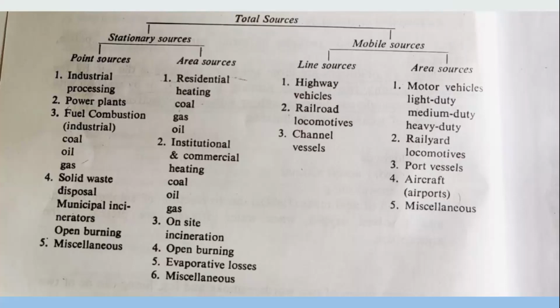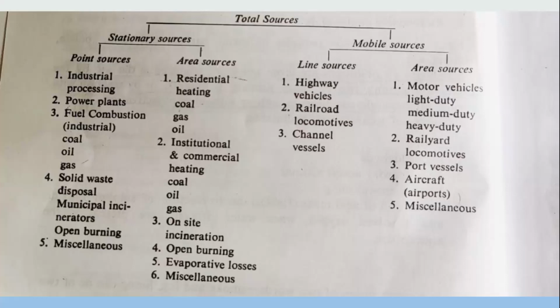Examples are residential heating, including coal, gas, oil. Then institutional and commercial heating, including coal, oil, gas. Then on-site incineration. If we do the combustion of any fuels or any waste material on an empty area, then this is the area source of that air pollutant. Then open burning, then evaporative losses. These are the examples of stationary sources.